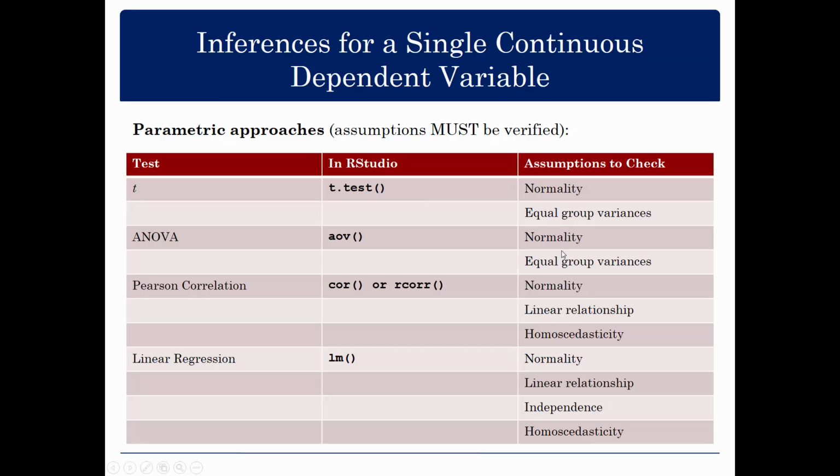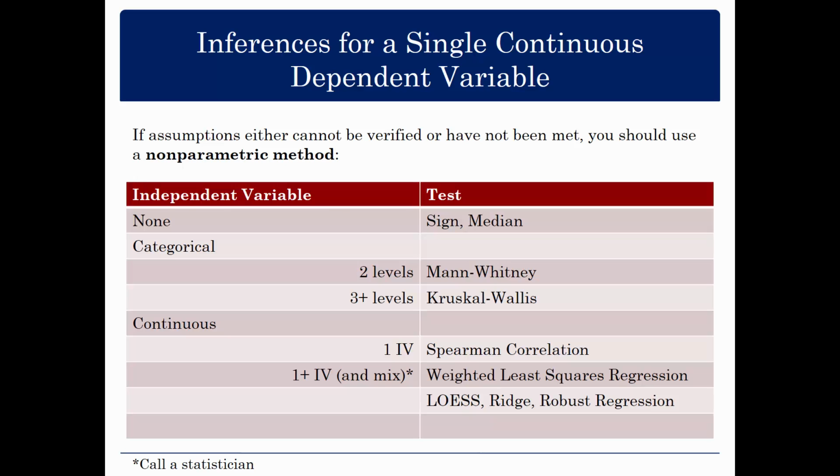ANOVA has the same exact assumptions, only now you've got more than two groups. If you're going to do correlation, one of the most common ways is through the R, which is Pearson's correlation coefficient, and that can be implemented with a couple of different functions. Also, there are some assumptions that you have to verify. And then linear regression is done through the lm function. You just specify the model, Y is equal to X or whatever, and then you'll have to verify assumptions. Now I'm giving you just some examples in RStudio. You can do this in whatever software you're comfortable with, if you're comfortable with actually doing the method on your own.